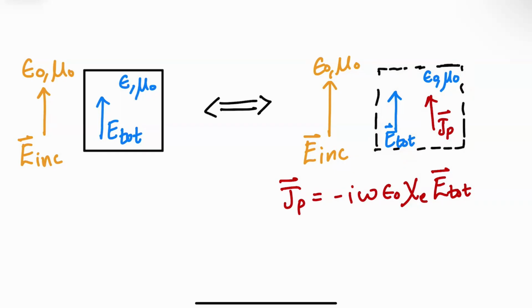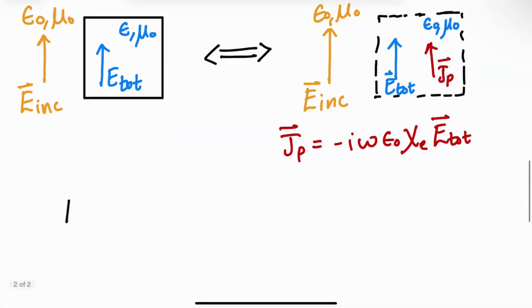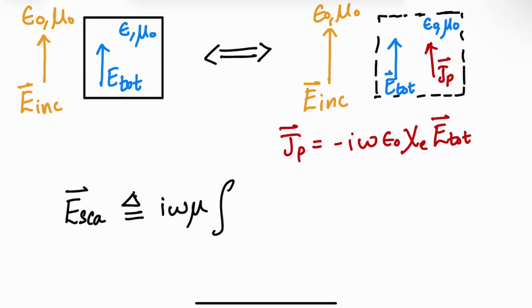Okay, so if we write that in words, it says that E scattered is defined as, so earlier we said E scattered is kind of E total minus E incident, but that's a consequence of the extinction theorem. It's actually defined as the field generated by these polarization currents.